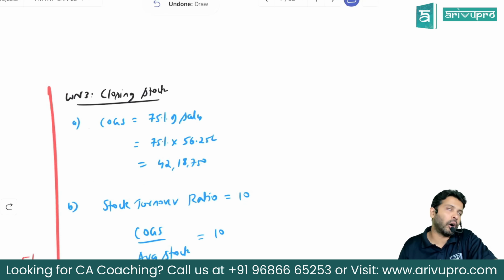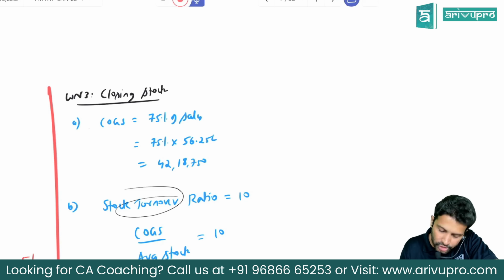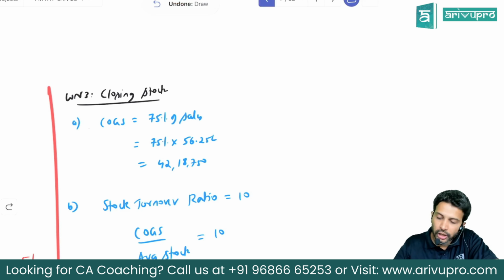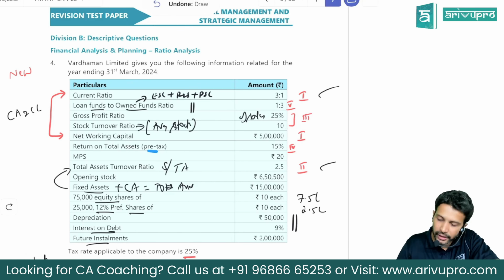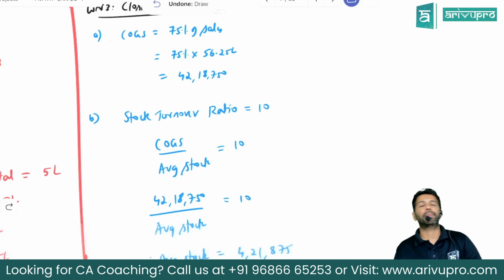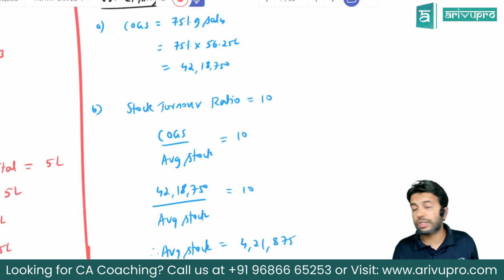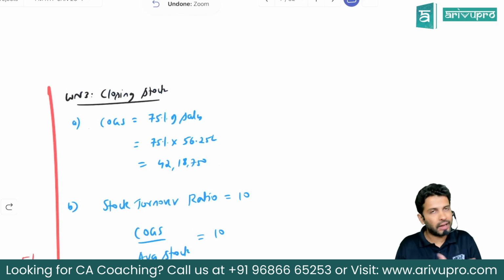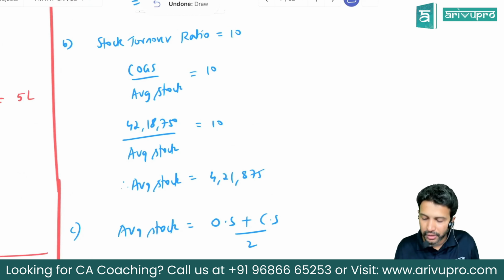Once you know COGS, which turnover ratio uses COGS information? Inventory turnover ratio or stock turnover ratio. Is it given to you in the question? Yes. How much is the inventory turnover ratio? 10. What is the formula for inventory turnover ratio? COGS divided by closing stock or average stock? Average stock. Why average stock? Because they gave a reference of what in the problem? Opening stock. So you do COGS divided by average stock. Average stock we don't know, but COGS we already know. So by plugging in this number, we will get average stock to be 421,875.